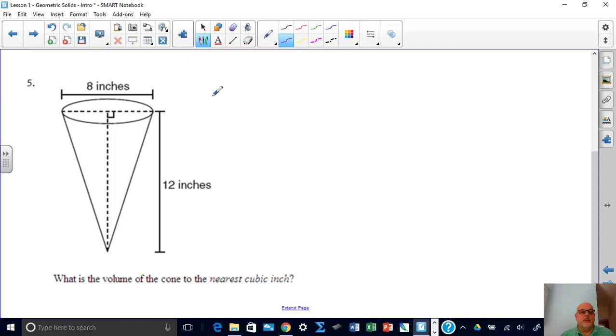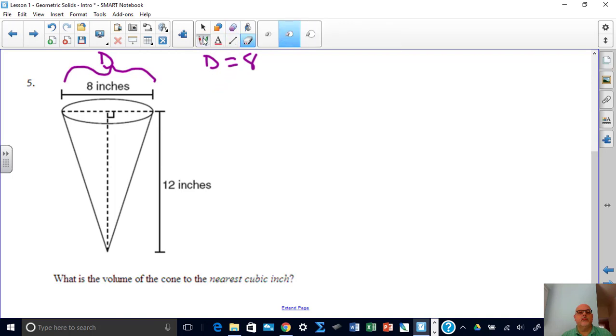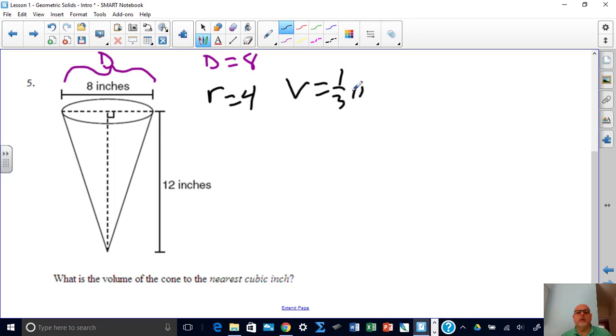The volume of the cone. Now this dimension here, that's the diameter. So if diameter equals 8, radius, excuse me. Let me erase that. Radius equals 4. So the volume is 1/3 times the area of the bottom of the base, pi r squared, times the height. 1/3 times pi times 4 squared times 12.